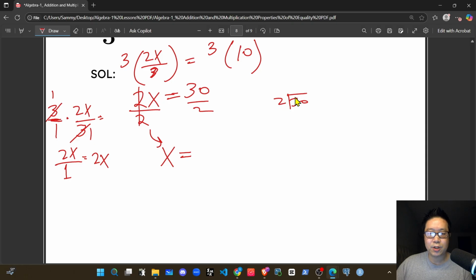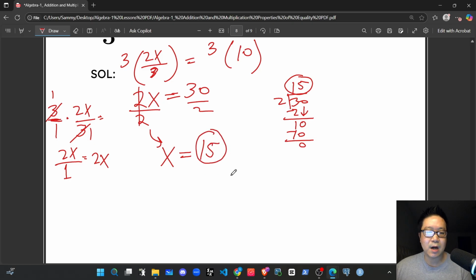But if you want to actually do the division, well, 2 goes into 3 one time. 3 minus 2 is 1. 0 comes down, so we have 10 divided by 2. 2 goes into 10 5 times, and 10 minus 10 equals 0. No remainder, x equals 15. Okay, so x equals 15 is our answer.